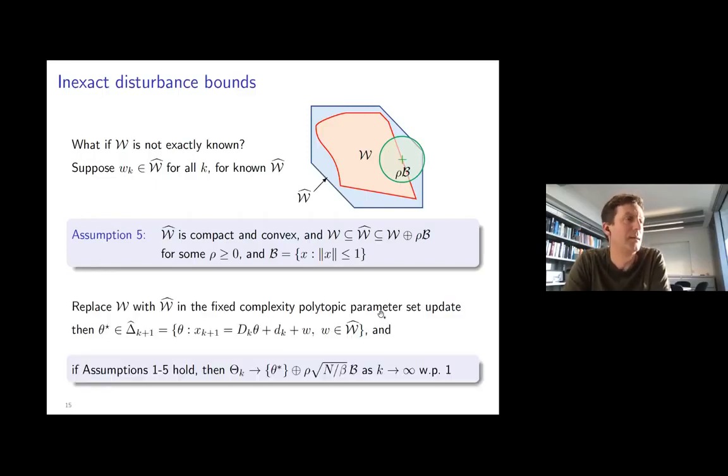Then if we replace the disturbance set with our estimate in the definition of the unfalsified parameter set, we can again guarantee convergence with probability 1 to a neighborhood of the optimal parameters. And here the neighborhood depends on the accuracy to which we know the actual disturbance set. So the rho appears here. And also beta appears again, so if beta is bigger, then we can get a more accurate bound on the asymptotic value of the parameter set.